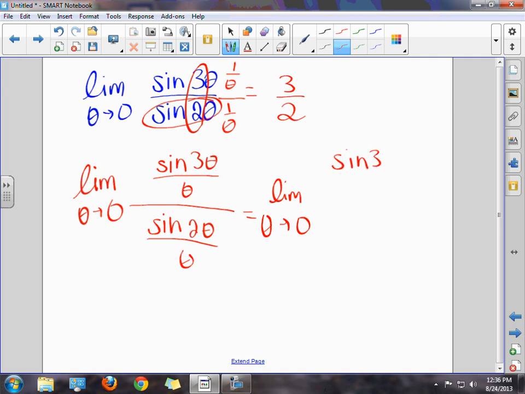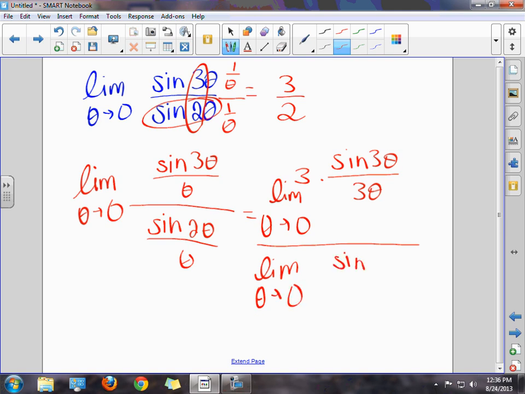Sine 3 theta over 3 theta, and then I'm going to put times 3 out there. So this is going to end up being 3 all over the limit as theta goes to 0 of sine 2 theta over 2 theta. I can evaluate that now, but since I put a 2 in the denominator, I've got to put a 2 in the numerator, so I don't change what it means.